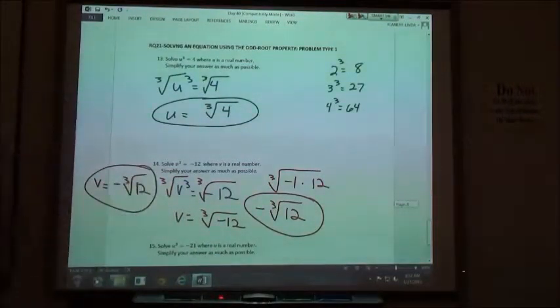So just keep in mind, if there's a negative in there, to move the negative, put it out in front instead of underneath your radical.